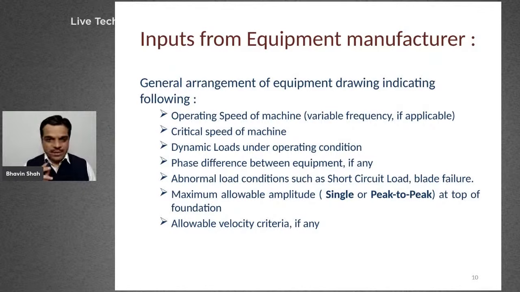Also, there is one input which is mentioned in a few of the drawings, which is the critical speed of the machine. The critical speed of the machine is the speed at which the machine will vibrate, or will have resonance within itself. So this is not the speed at which the machine will operate, but the speed at which the machine itself will have resonance. Then there are dynamic loads under operating condition.